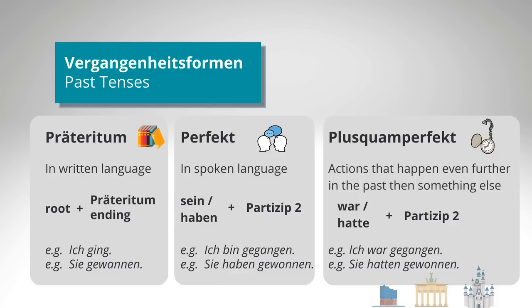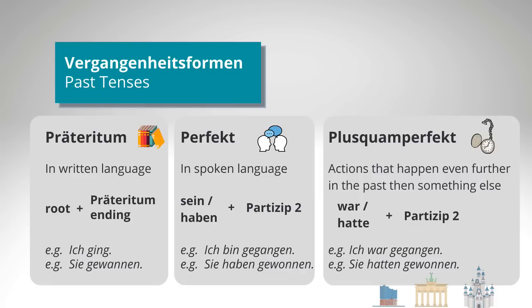Now let's have a look at our final tense, the Plusquamperfekt. It is formed by using the Präteritum forms of sein and haben, our two auxiliary verbs. So, ich war, du warst, sie, es war, wir waren, ihr wart, and sie waren. Or, ich hatte, du hattest, sie, es hatte, wir hatten, ihr hattet, and sie hatten. And then again, we add the Partizip 2. As I already mentioned, it is formed by taking the root of the verb, then adding ge at the front and t at the back. For example, machen would become gemacht, haben would become gehabt, and so on.